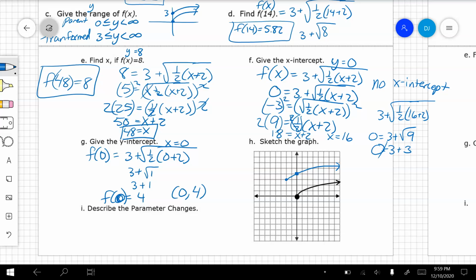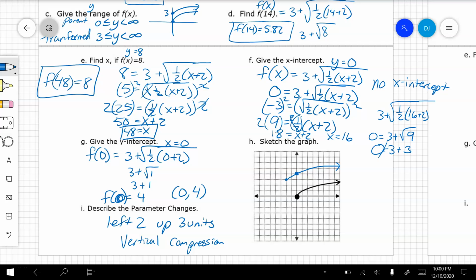Okay. So if we describe the parameter changes on this particular graph based off of our parent function, we would state that it would shift left 2, and then it would also shift up 3 units. And that 1/2 is actually going to make it a vertical compression, because it's on the inside of the radical.